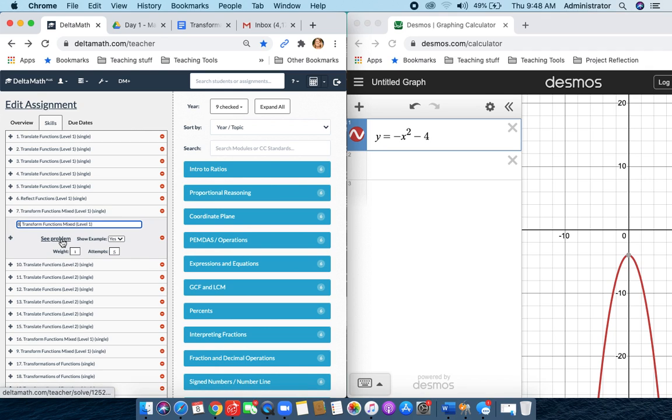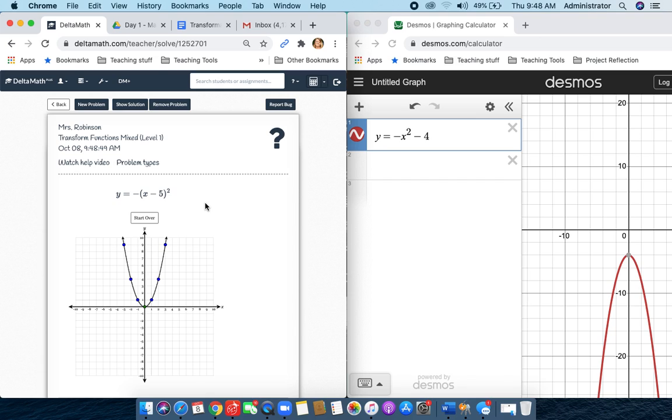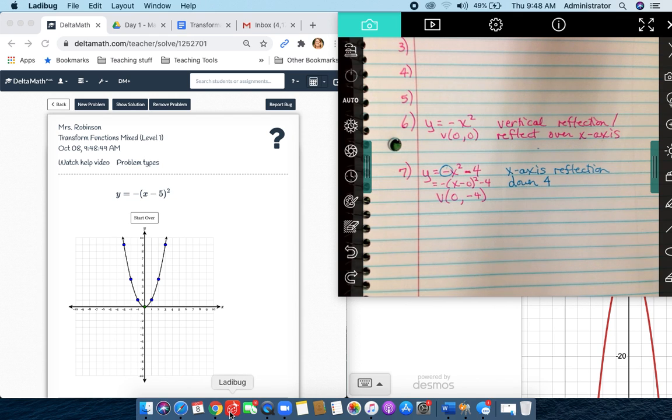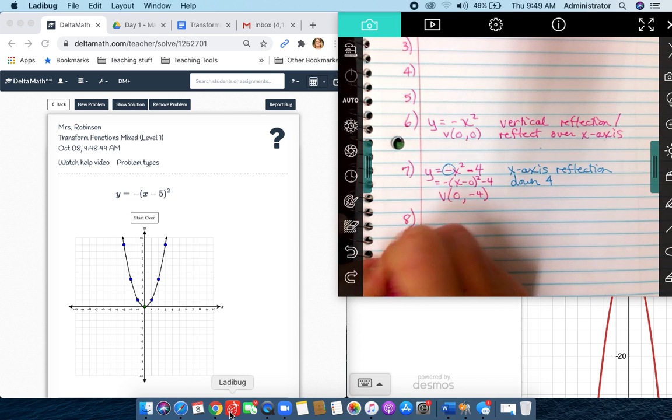So we are next going to do 8, because now, notice I have a negative here, but now I have a horizontal shift here in parentheses. So in my notebook, I'm going to write, okay, now I'm on problem 8.